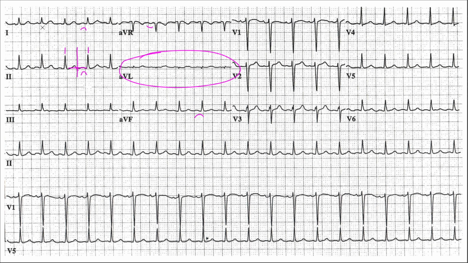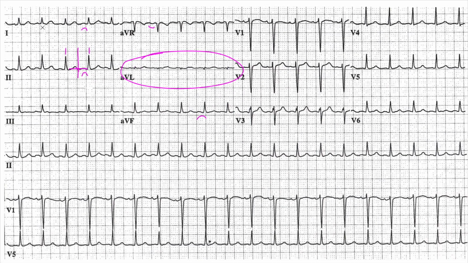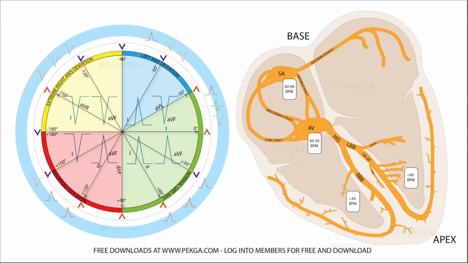Let's take a look at the axis. For a quick view at the axis, you can use lead 1 and AVF. Lead 1 is upright, AVF is upright. If we go to our axis finder, if lead 1 is upright, that means the signal is moving towards the right side of the hexaxial system, or in other words, it's moving to the left side of the heart.